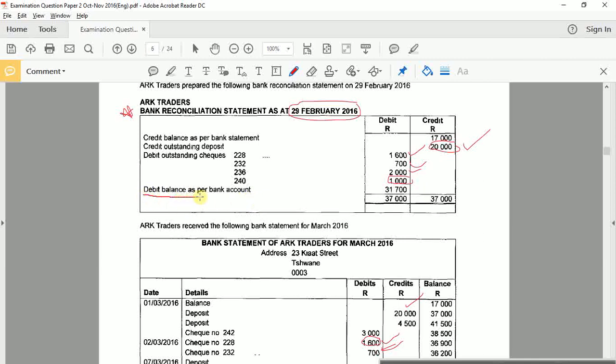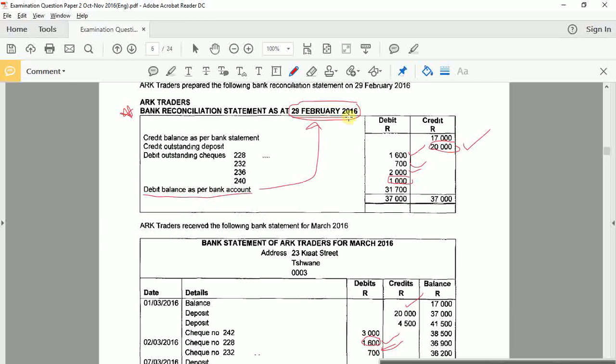So this debit balance as per the bank account is what balance? The balance for February. So it's going to be the balance as per bank statement or not? This bank recon balance is at the end of Feb. So end of Feb is? Last month. Beginning of March. Okay. Don't you agree? Yes. Okay, so if you've ended this month with 31,700, what are you going to start next month with?